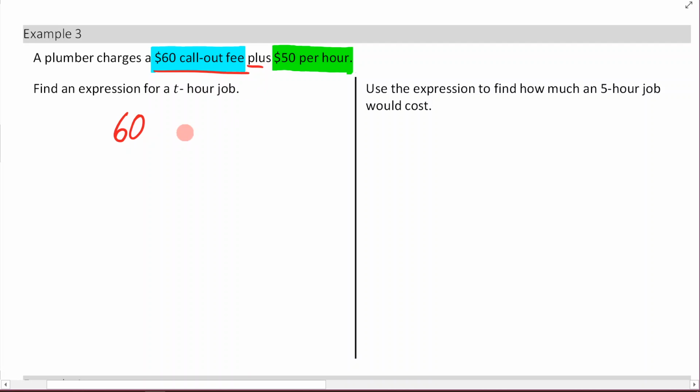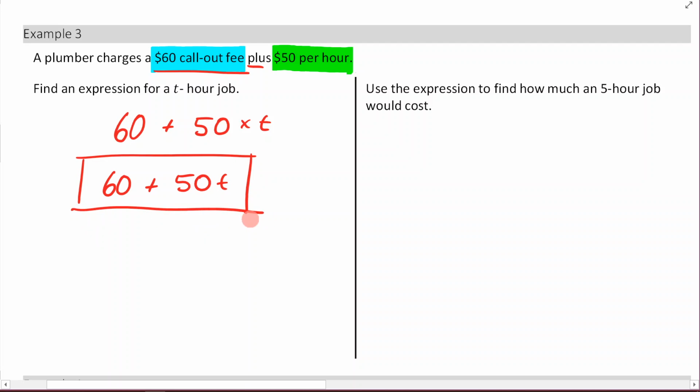Then it says plus $50 per hour. So it's $50 per hour, so times T, because we're told that it's a T-hour job. A better way to write this is 60 plus 50T. And that is our answer. And I really want to make sure that you understand the 2 parts of this. This 60 here is the call-out fee. It's the amount of money you have to pay just for a tradesman to turn up. Call-out fee.